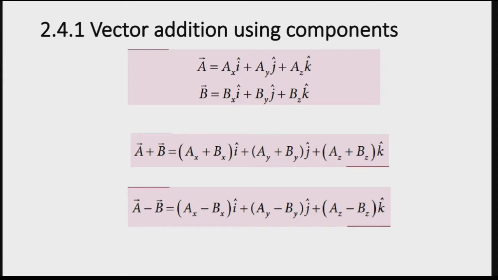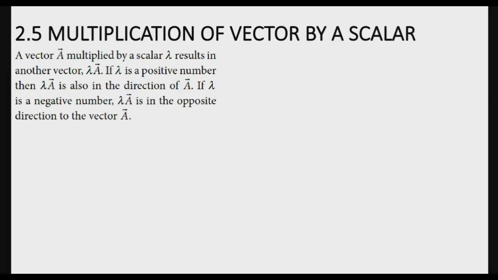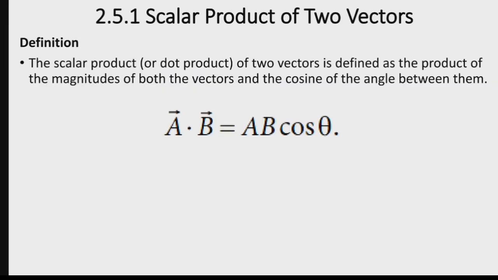Similarly, the subtraction of two vectors. Multiplication of vector by a scalar. A vector multiplied by a scalar lambda results in another vector, lambda A vector. If lambda is a positive number, then lambda A vector is also in the direction of A vector. If lambda is a negative number, then lambda A vector is in the opposite direction of the vector A vector.